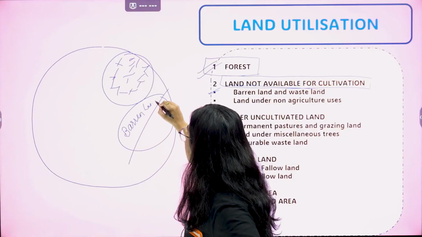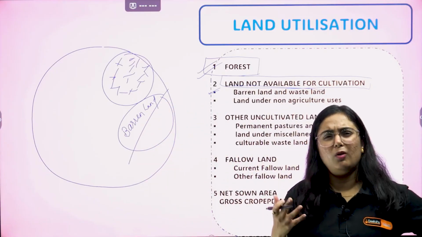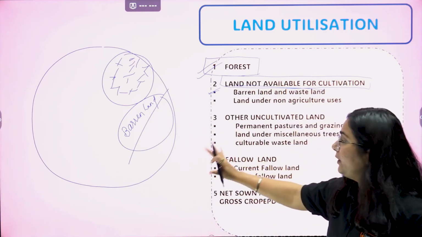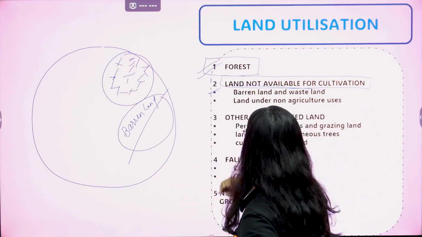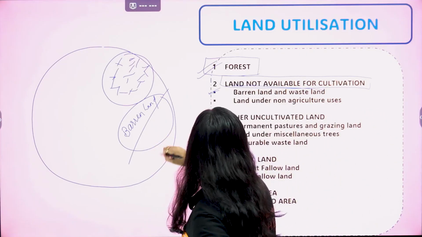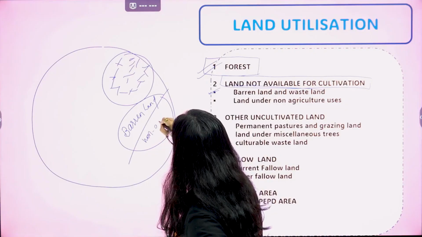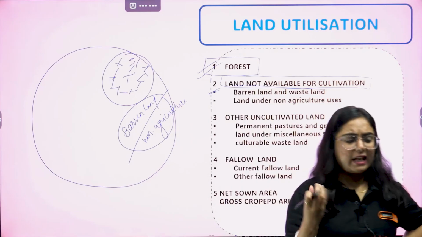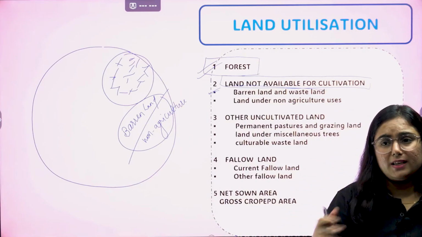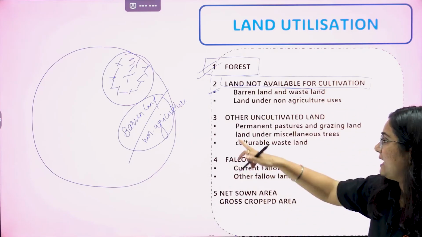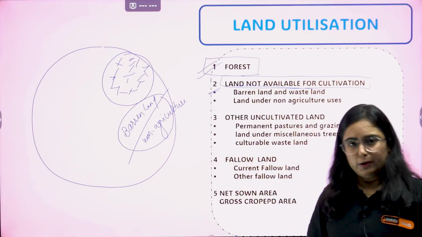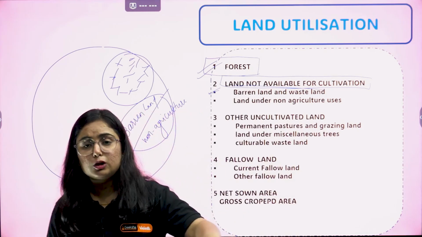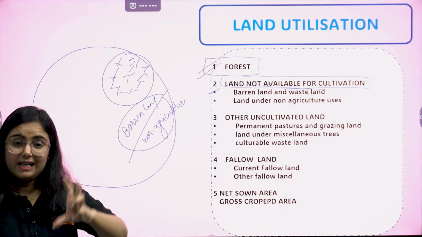There is a land that is barren, that is unfit. You know what is barren land? Unfit for cultivation, banjar zameen. That is unfit for cultivation, and the remaining one is land under non-agriculture use. For example, buildings, dams, canals, or whatever structure is made, that comes under land under non-agriculture use.